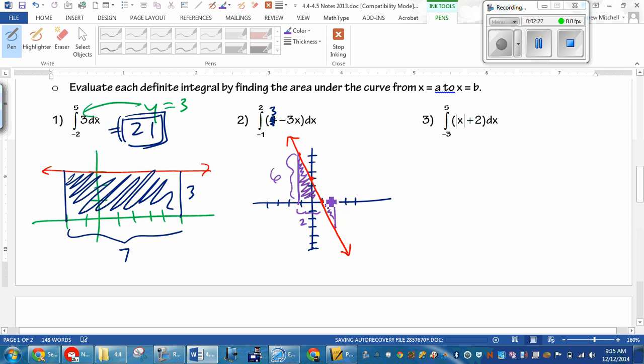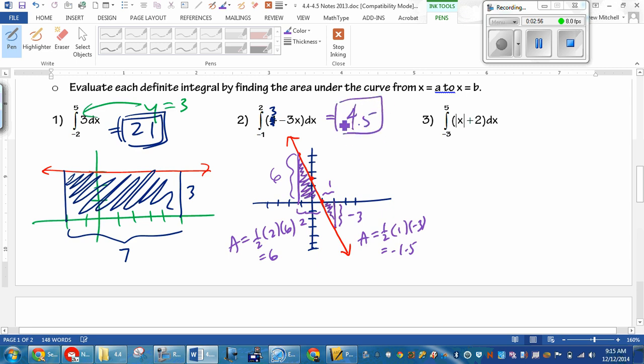Over here, we have a base of 1, height of -3. Again, if we put 2 into this equation, 3 minus 3 times 2 gives us the y value. So -3 is our height. So this one, we have an area 1/2 times 2 times 6, an area of 6. Our other triangle, 1/2 times 1 times -3, so -1.5. Means our definite integral would be 4.5.